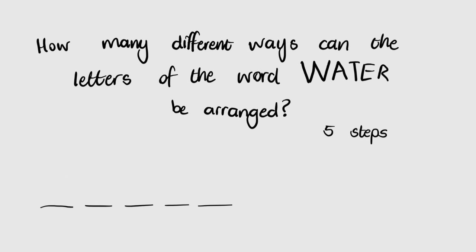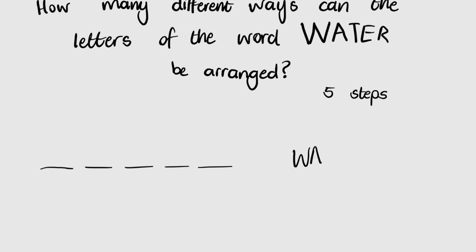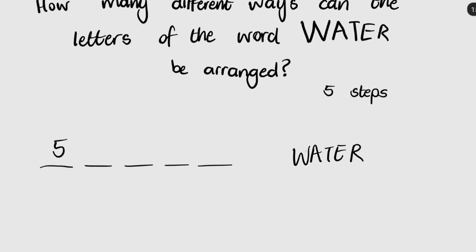Okay, so for the first step, you have 5 options. Oh, I should mention that none of the letters should be repeated. So for the first one, let's just write the word water here. You have 5 options. Then one of the 5 options is used up. Let's say it's W. Then you have 4 options left. Then you have 3 options left because you've used up a second one. So you have 3 left. Now there's 3. There's 2. There's 1 left. You see?